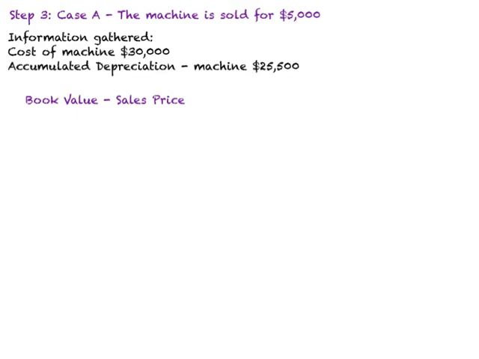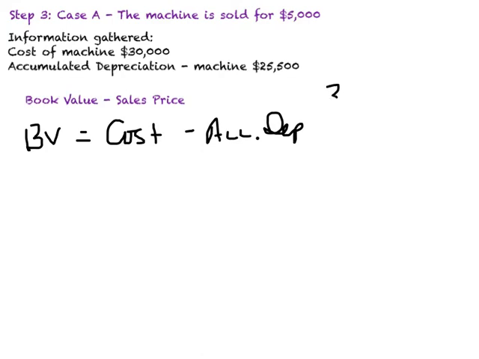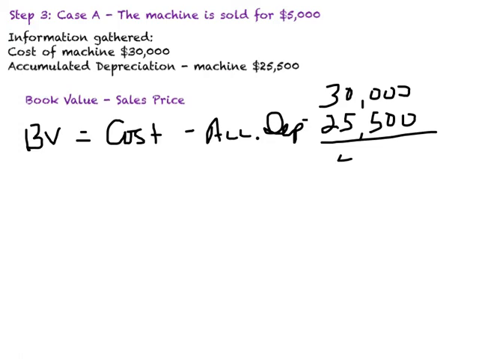Well, what is book value? Book value is equal to the cost, or the machine asset account, minus the accumulated depreciation account. So in this case, we have a $30,000 machine minus the $25,500, and we have a book value of $4,500. Now we need to look at doing a journal entry.